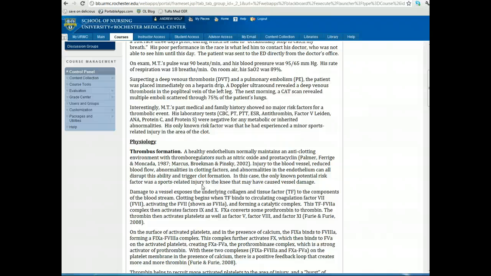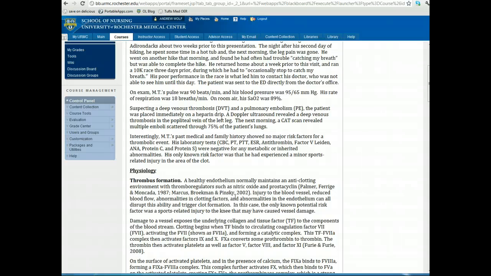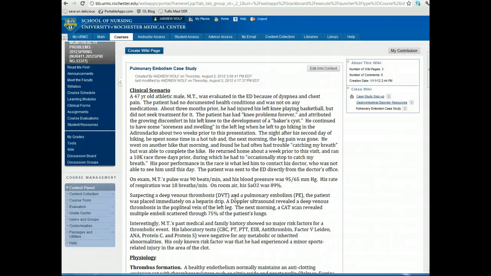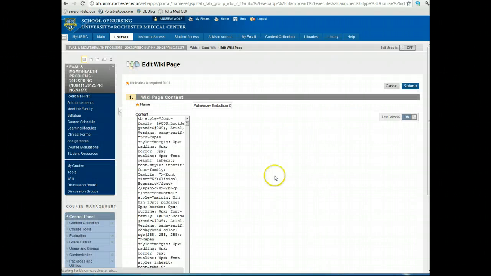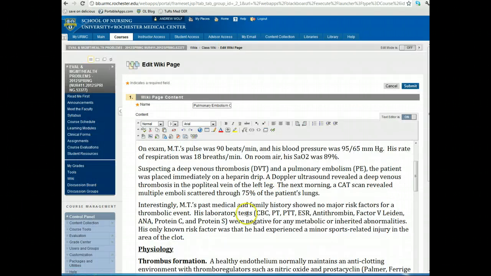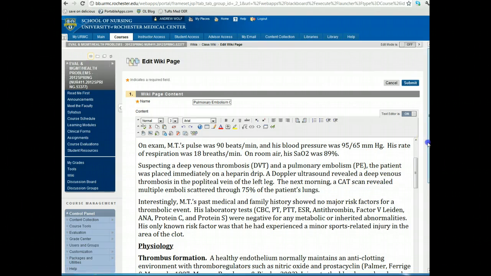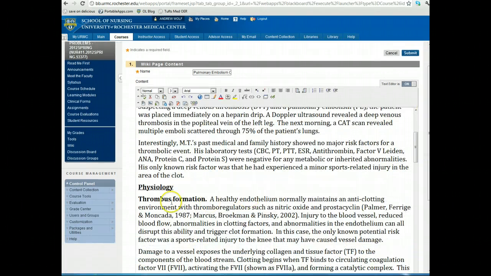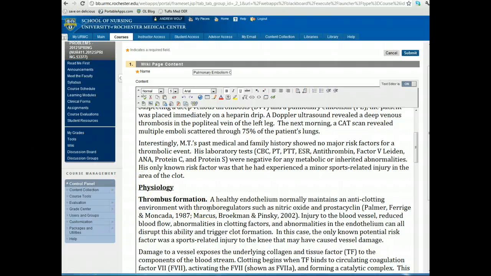Now, say I'm one of the students reading this, and I don't really like the wording of that. We're in our final editing phase, so I want to go in and change a couple of things. So what I can do is just click this Edit Wiki Content button, and now I've got an edit window open, and I'm going to scroll down to the parts that I want to change. Now first I noticed that this says physiology and I want it to say pathophysiology. Let's see if I can spell that right.